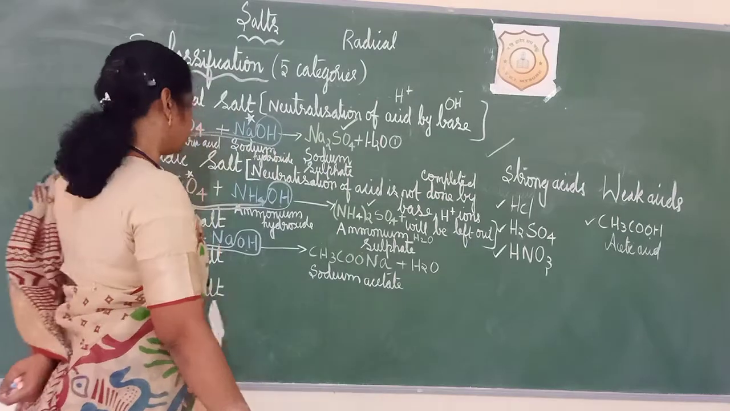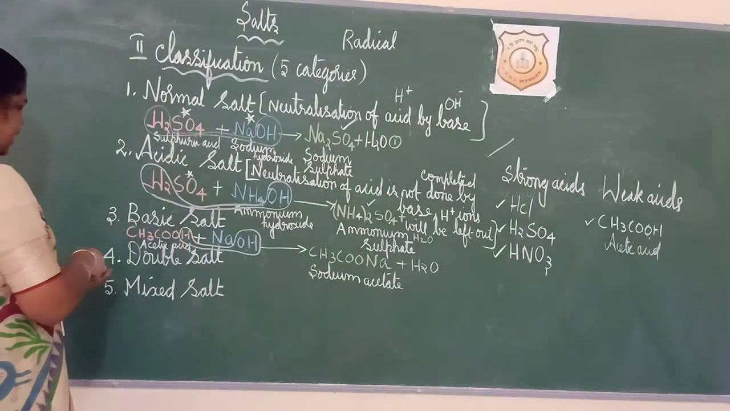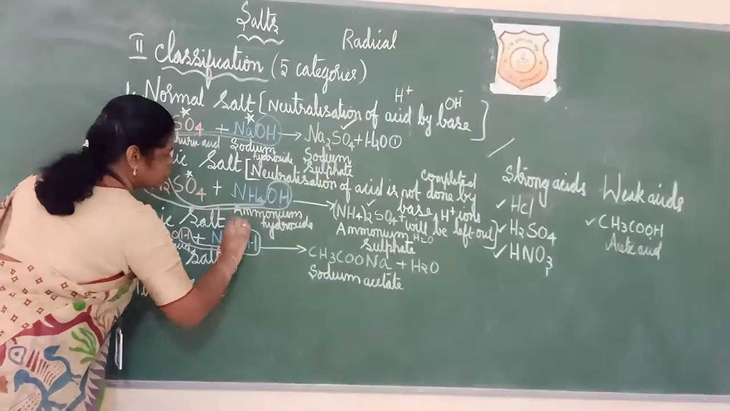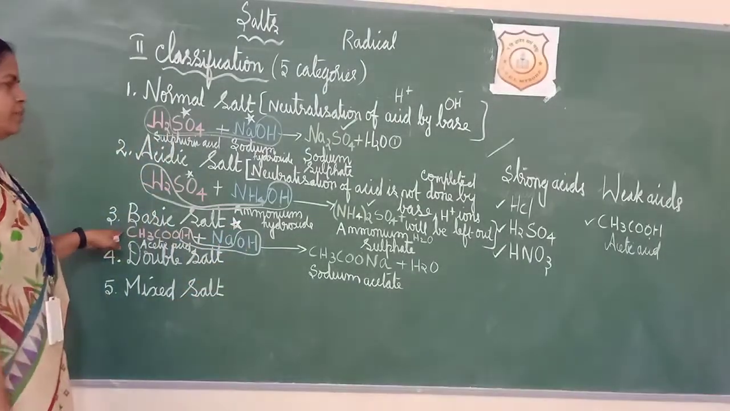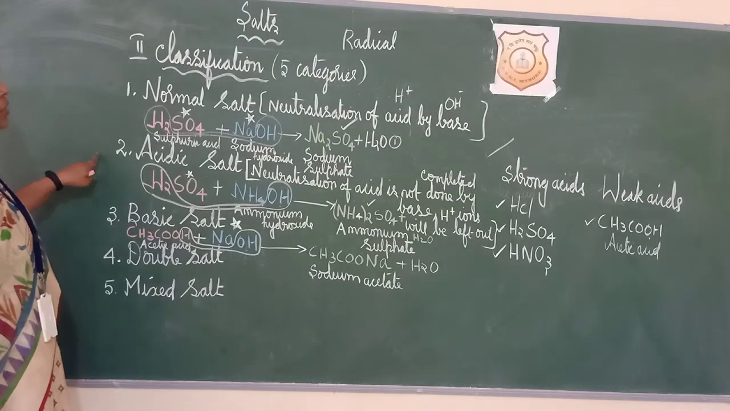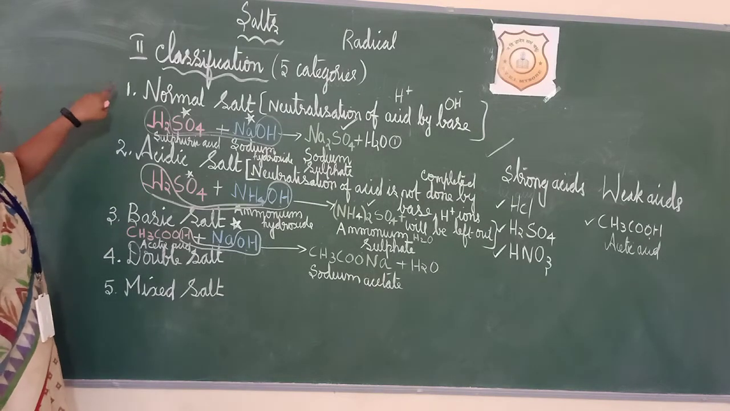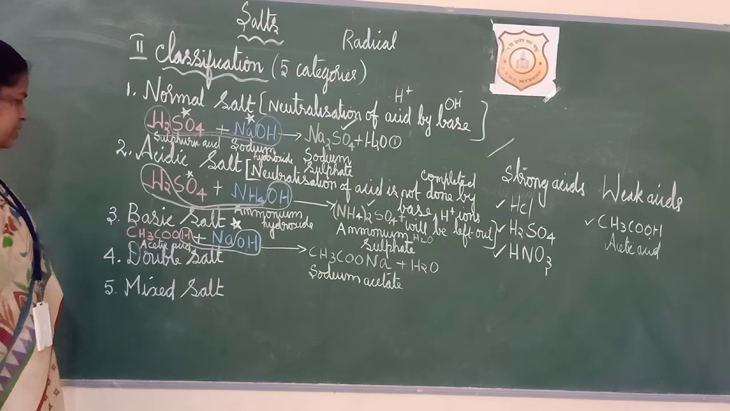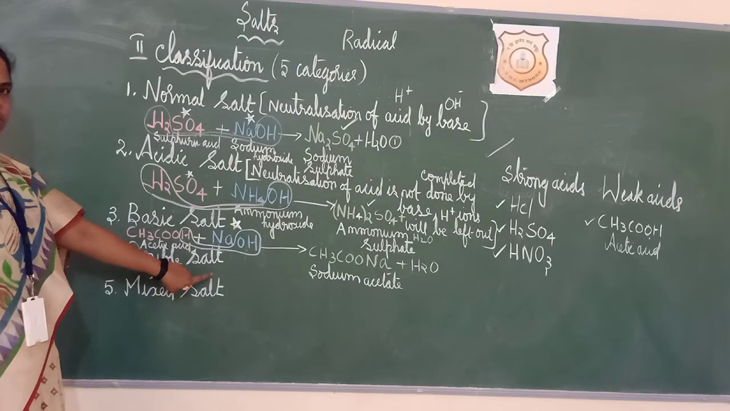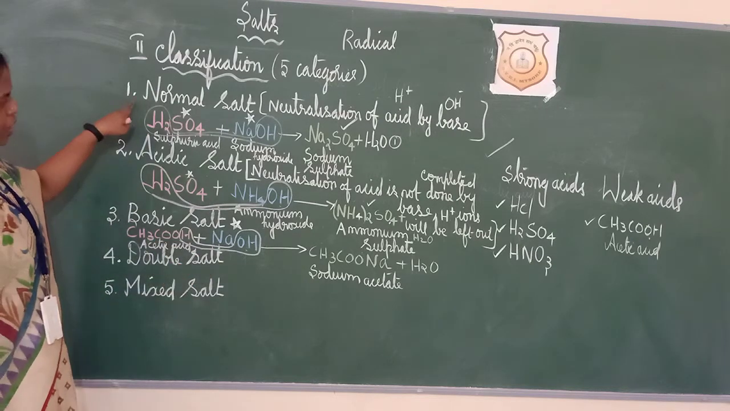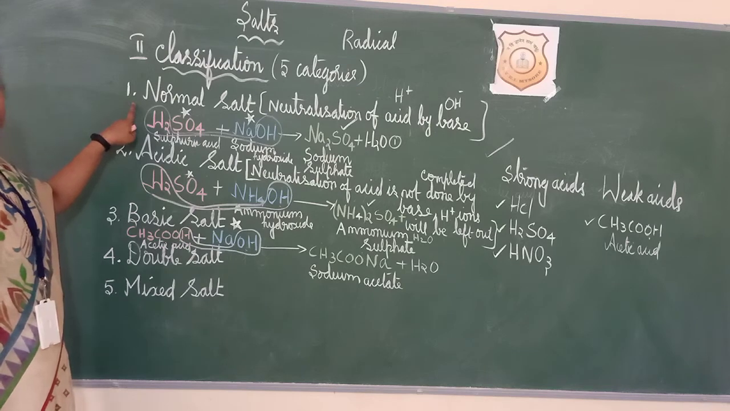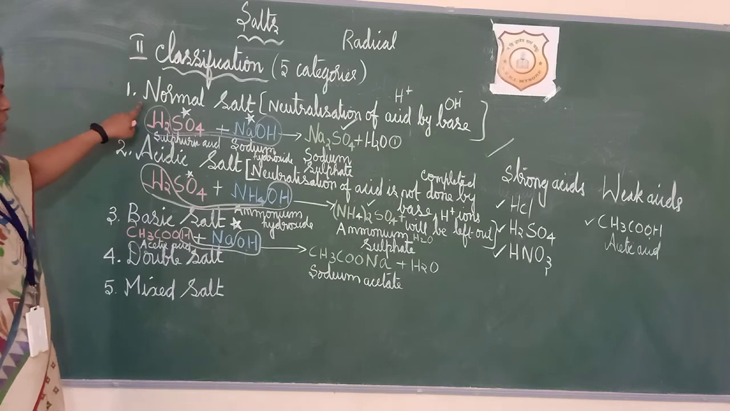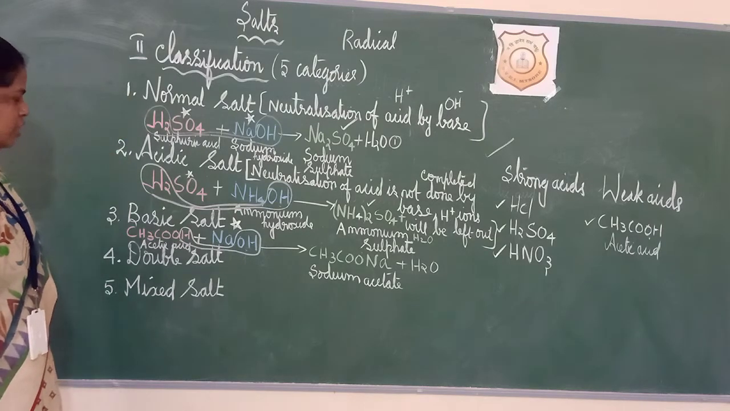Got it, children? So here who is strong? Acid is strong or base is strong? Good. So base is strong here and acid is weak here. So these are the three important categories you should study: normal salt, acidic salt and basic salt. Two more salts are also there. I tell you what it is. Double salt. What do you mean by double salt? Two normal salts, when they combine together, it is called as double salt. Okay. Two normal salts, when they are combining together, it is called as double salt.